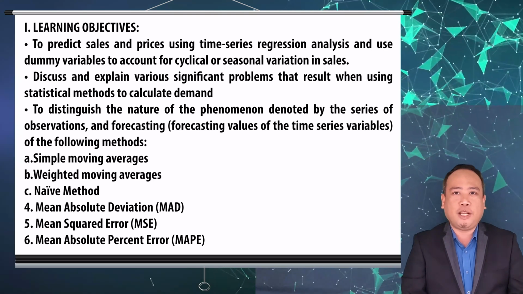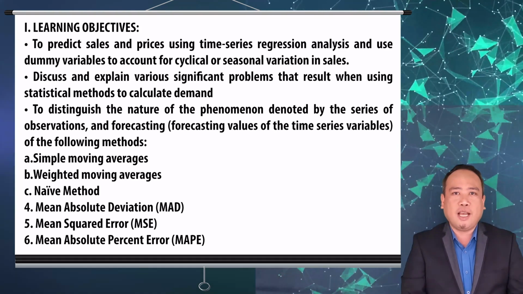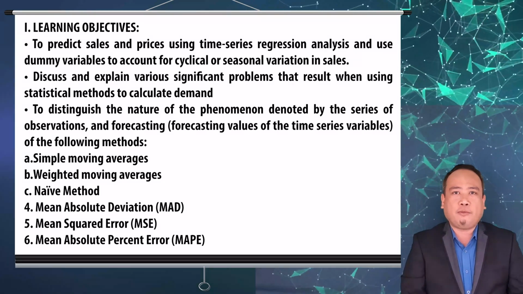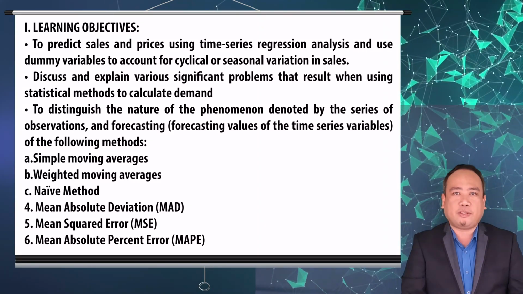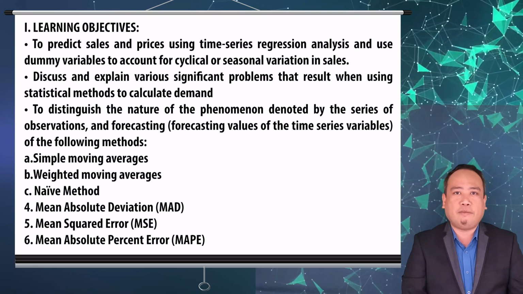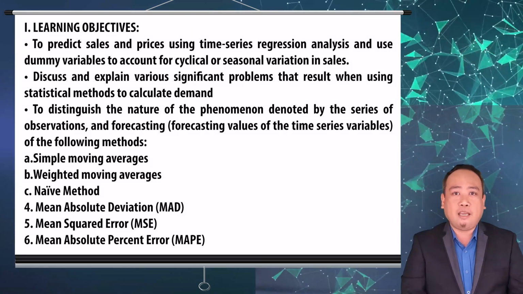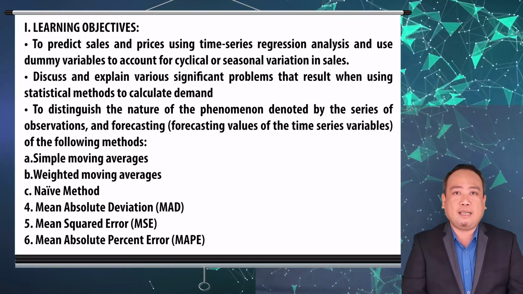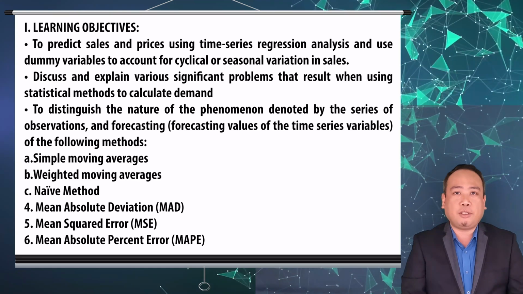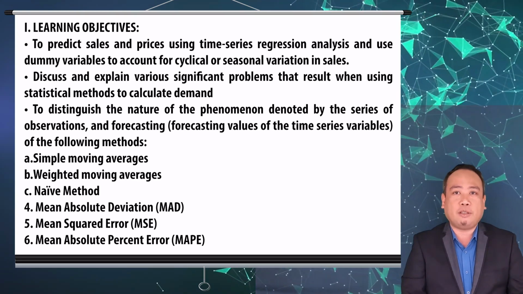To distinguish the nature of the phenomenon denoted by the series of observations and forecasting, that is, forecasting values of the time series variables using the following methods: simple moving averages, weighted moving averages, naive method, mean absolute deviation or MAD, mean squared error or MSE, and mean absolute percent error or MAPE.